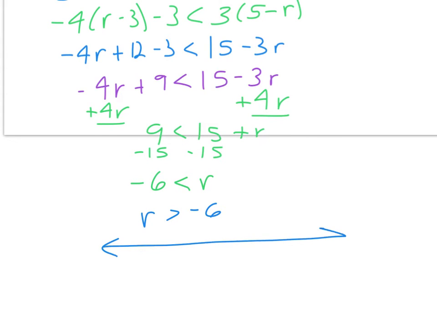Graphing that one, negative 6 here, greater than that negative 6 would go this direction. And of course, 0 is over here somewhere. So that's what the graph looks like. The interval notation, again, it's a parenthesis because the inequality does not have the equal to, and it goes from negative 6 up to infinity for that one.